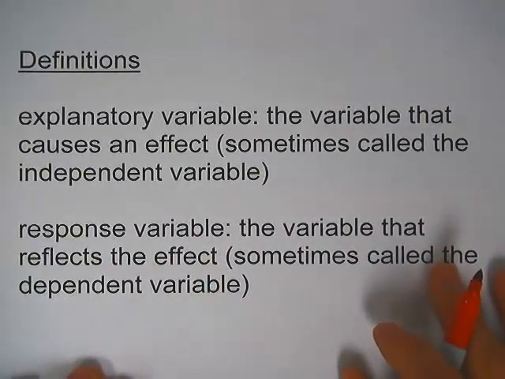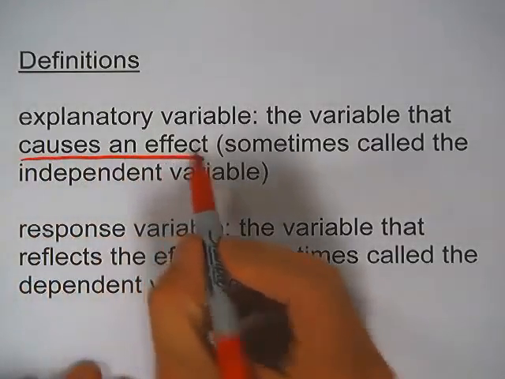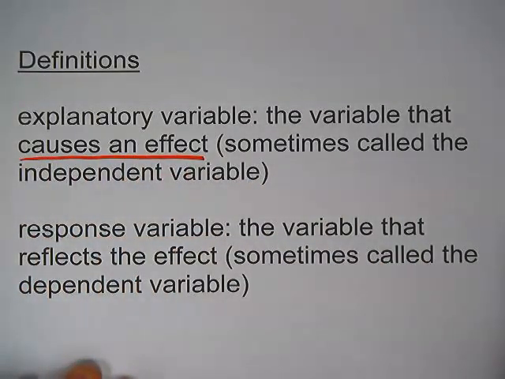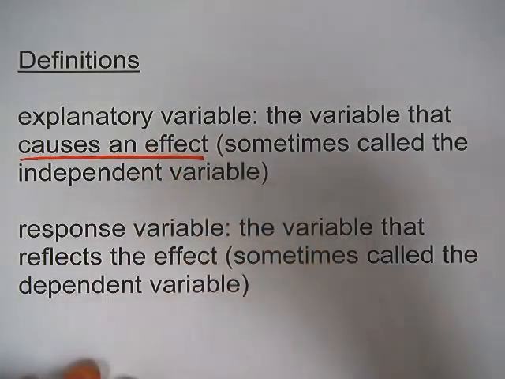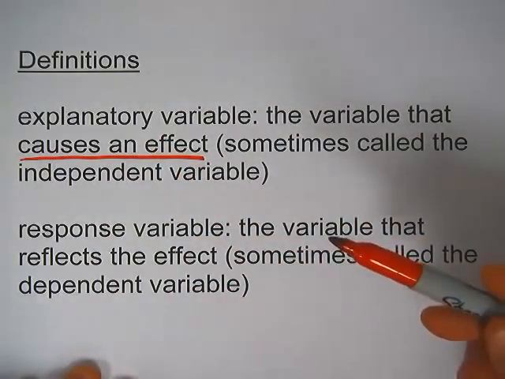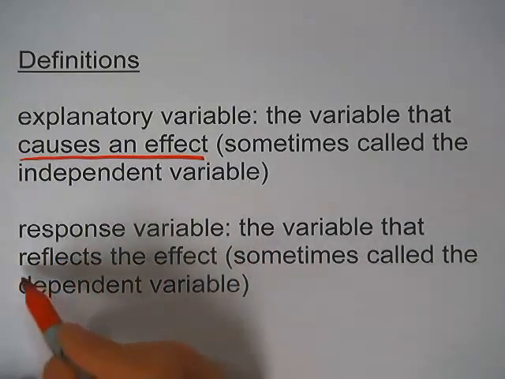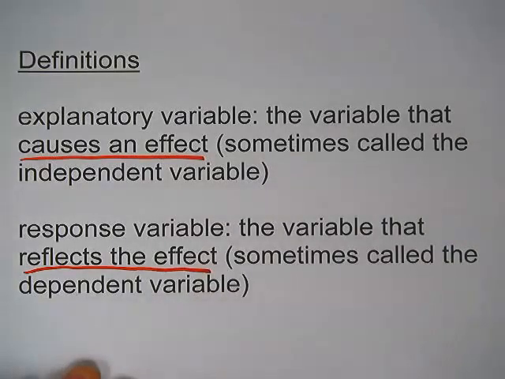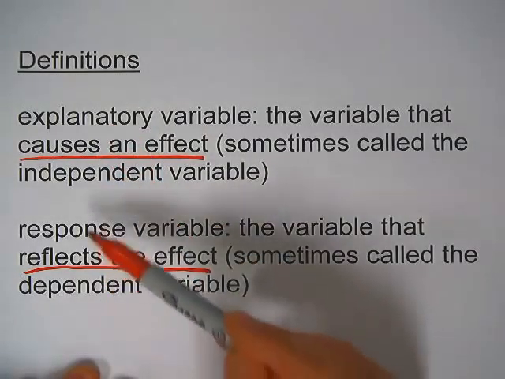The explanatory variable is the variable that causes an effect, sometimes called the independent variable. So the explanatory variable is what explains or causes some effect. Now the response variable is the variable that reflects the effect, sometimes called the dependent variable. So independent goes with explanatory, dependent goes with response.